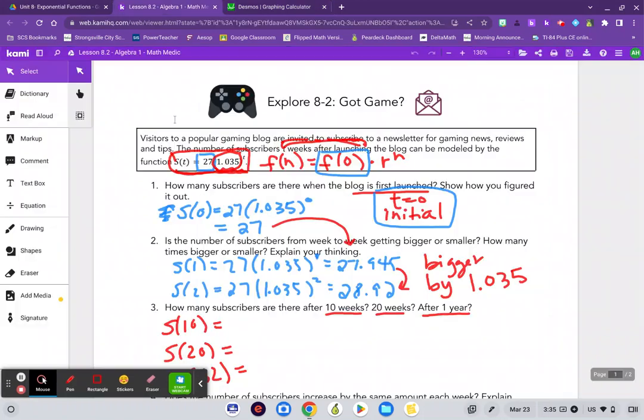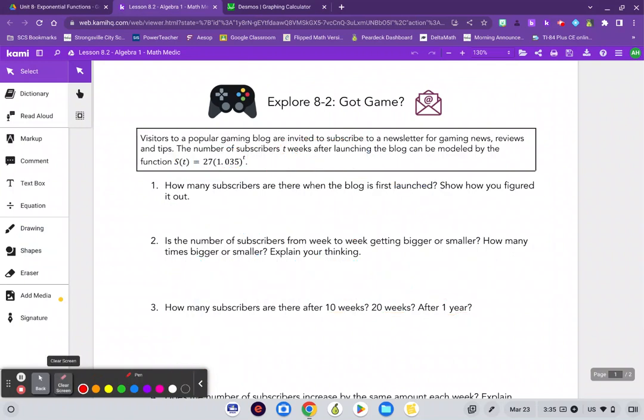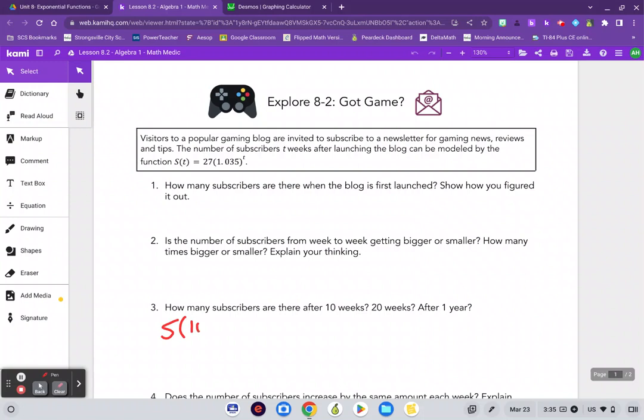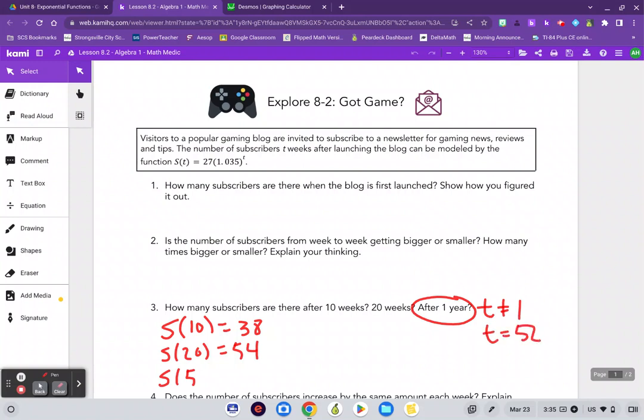So I'm going to take these numbers and write them over here. It looks like S of 10 was 38, and S of 20 is 54, about. And for 1 year, I'm not putting 1 in here. t does not equal 1, t is equal to 52. So you have to be careful what you're putting in. And we had about 162. Okay, so again, I can use the table to help me get that information.